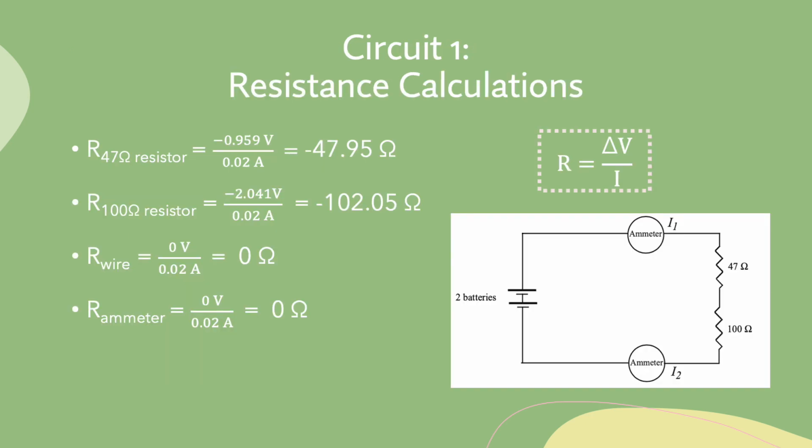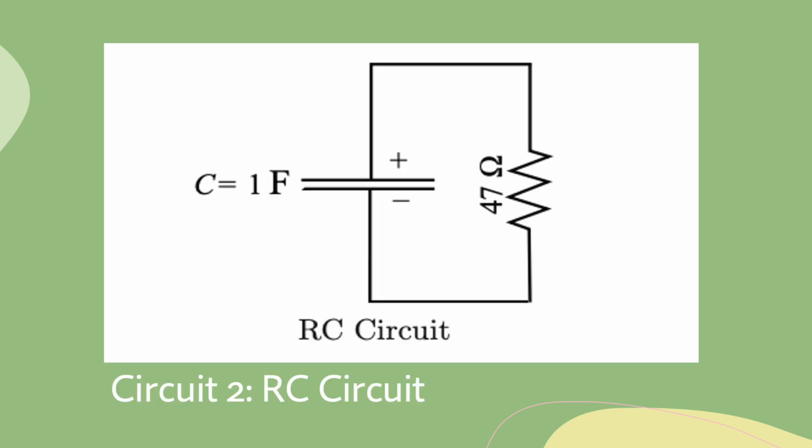I then used Ohm's law to calculate the resistance in the two resistors, the wire, and the ammeter, using the voltmeter and ammeter readings collected earlier in the lab. The resistance in the two resistors was close to their predicted magnitudes, 47.95 ohms and 102.05 ohms. The resistance in the wire and in the ammeter in this ideal simulation is 0.